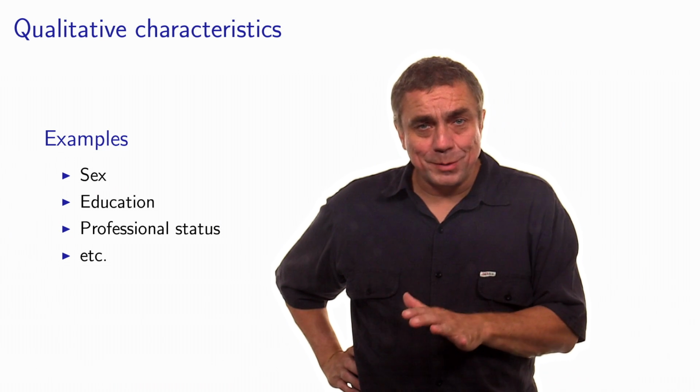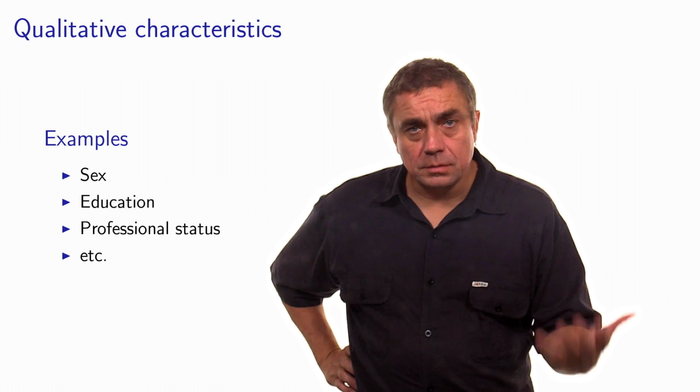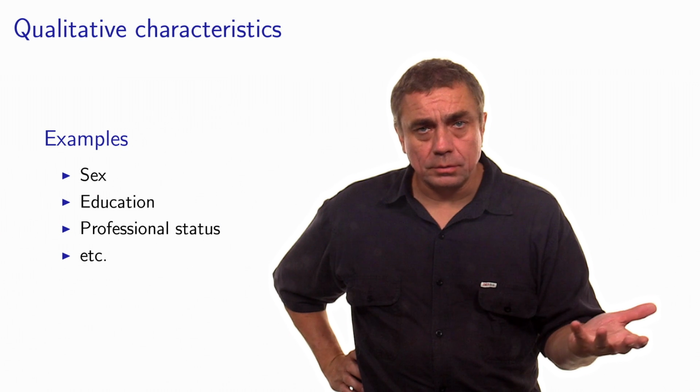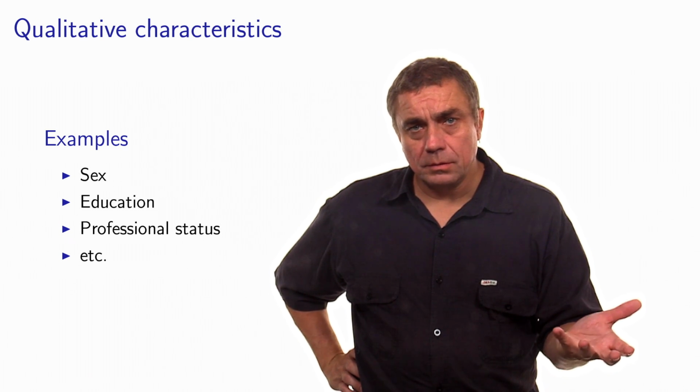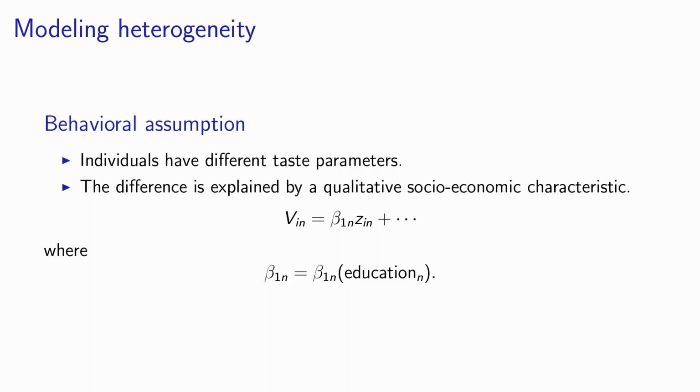In terms of socioeconomic characteristics, there are also plenty of them which are qualitative. Sex, education, professional status, and so on are qualitative variables. So we need to be able to model them in the same way as we did for the attribute. So as we did before, the beta coefficient now would vary across individuals. In the continuous case, we took the example that beta 1 would vary with income, which was a continuous variable. Here we would like to model the fact that beta 1 may vary across education level, for example. How do we do that?